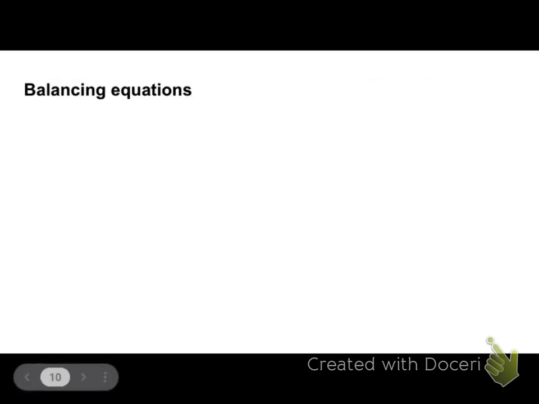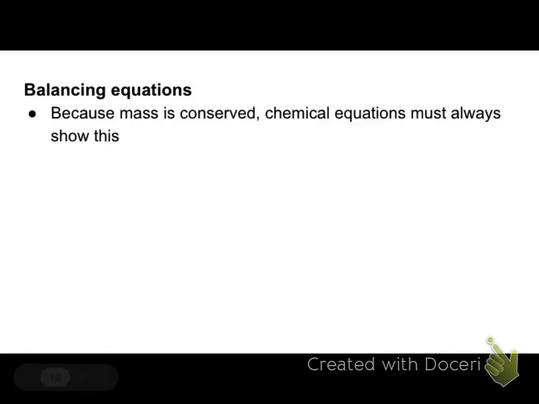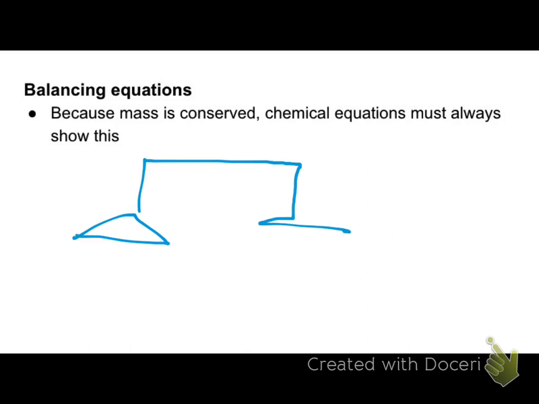Now, we need to talk about balancing equations. Because mass is conserved, chemical equations have to show that mass is conserved. Which is where we come up with the term balancing the equation. If you think about a set of balances, and you have more mass on one of them than you do on the other, they're going to be unbalanced. So when we talk about balancing an equation, what we're talking about is making sure that the same amount of mass is indicated on both sides of the equation.